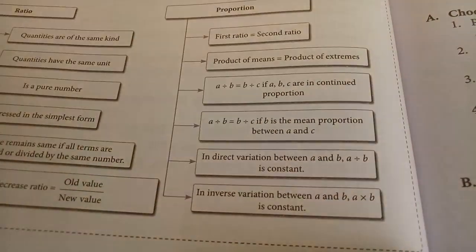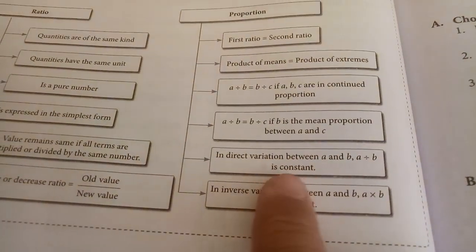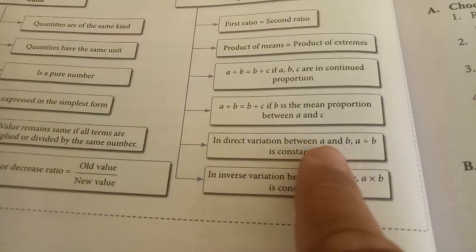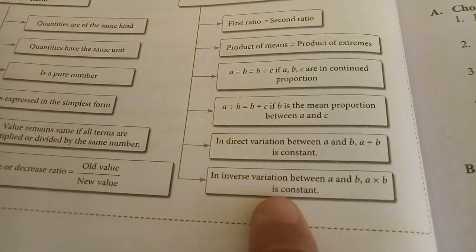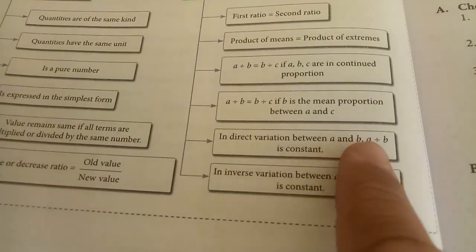a divided by b equals b divided by c. a, b, c are in continued proportion, and b is the mean proportion: b square is equal to a times c. For direct and indirect variation between a and b: in inverse variation, a multiplied by b is constant. a upon b is equal to c upon d, or ad is equal to bc.